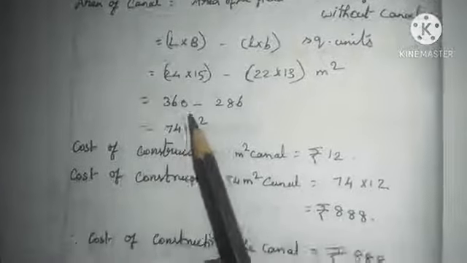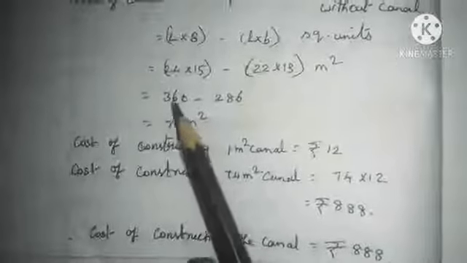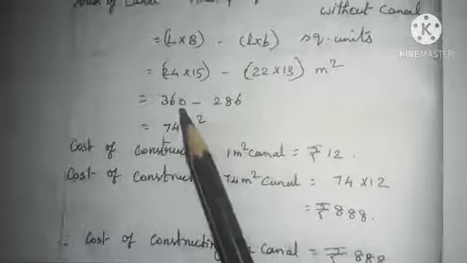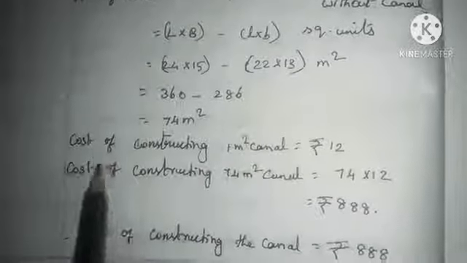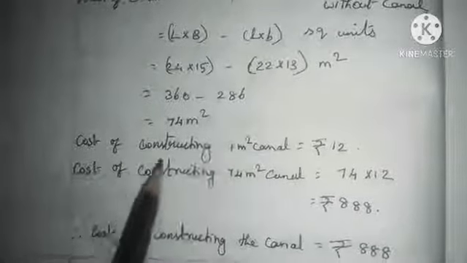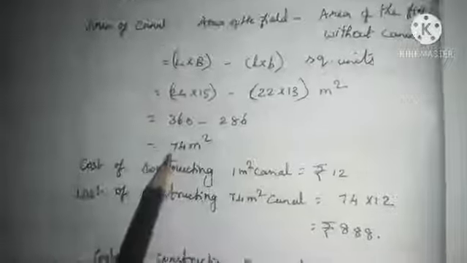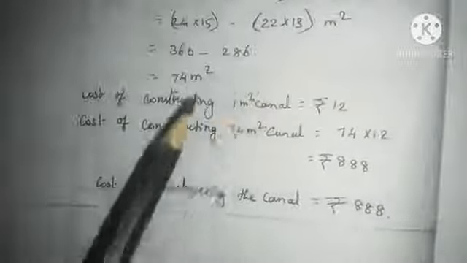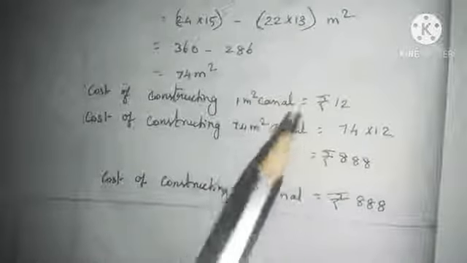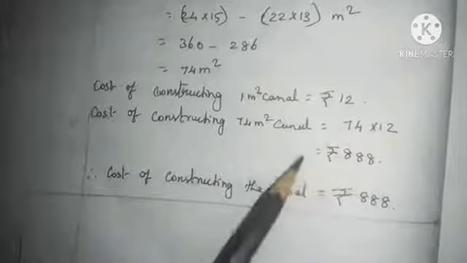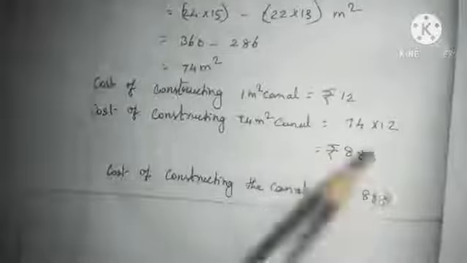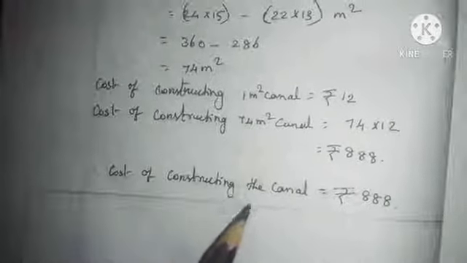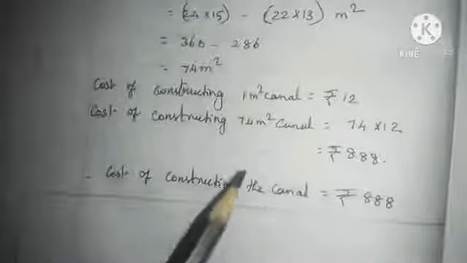The second thing you have to find out is the cost of constructing the canal. For constructing the canal, they had given rupees 12 per square meter. But we are having the area of the canal as 74 meter square. Therefore, the cost of constructing 74 meter square canal is 74 into 12, that can be written as rupees 888. Therefore, the cost of constructing the canal is rupees 888. Thank you.